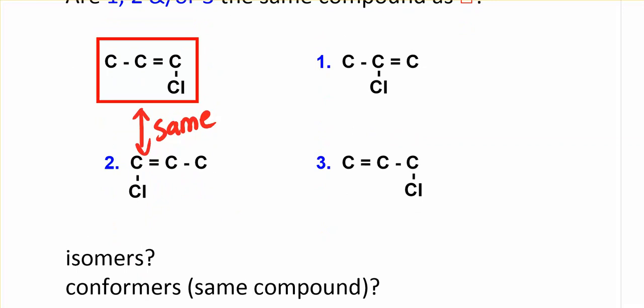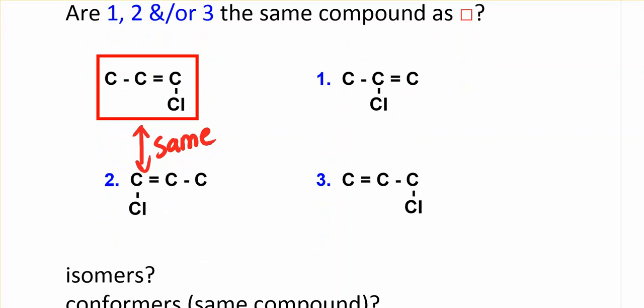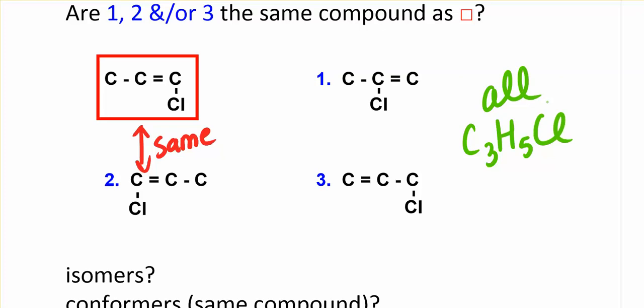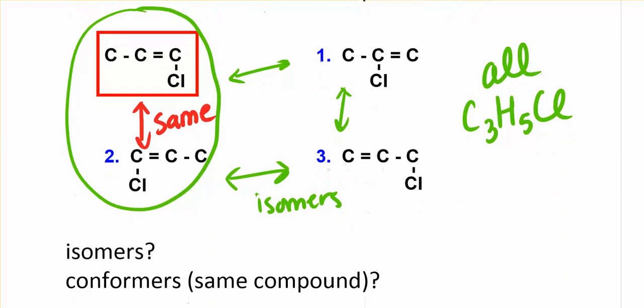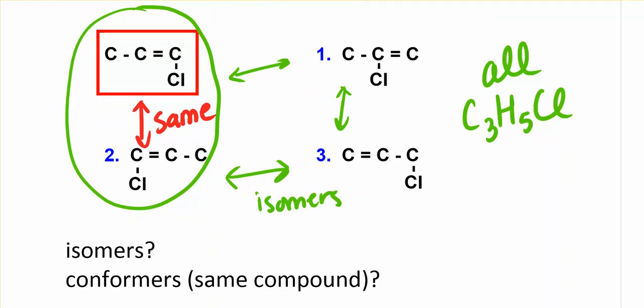So do we have some isomers? So basically, since I didn't say that here, but they all have the same atoms. If we figured out all the hydrogens, these would all be C3H5Cl. So if these two are really the same, then we've got 3 different isomers here. The ones that are the same compound are the red box and 2.